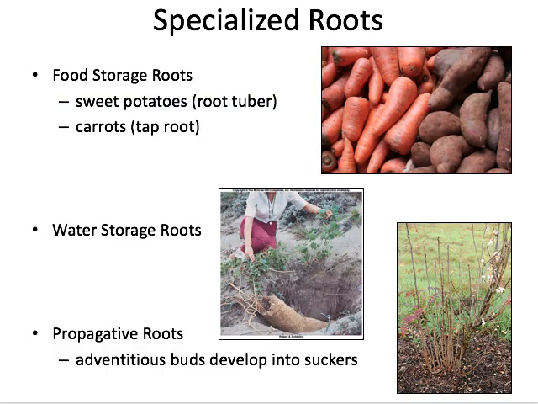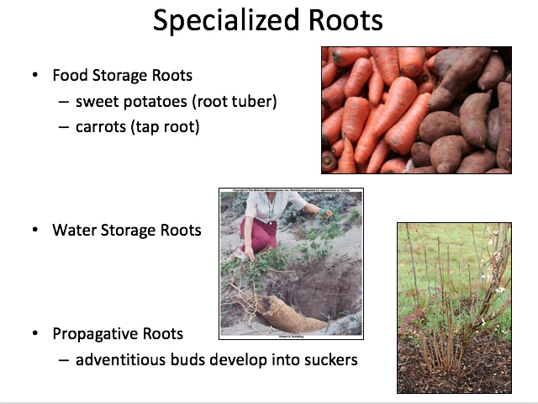Now let's take a look at the specialized roots. These are going to be some very unique roots that provide special functions in different plant groups. Some plants produce food storage roots, in which they store things like sugars or other carbohydrates in the root. For example, a sweet potato is a type of modified root tuber, and a carrot is a taproot.